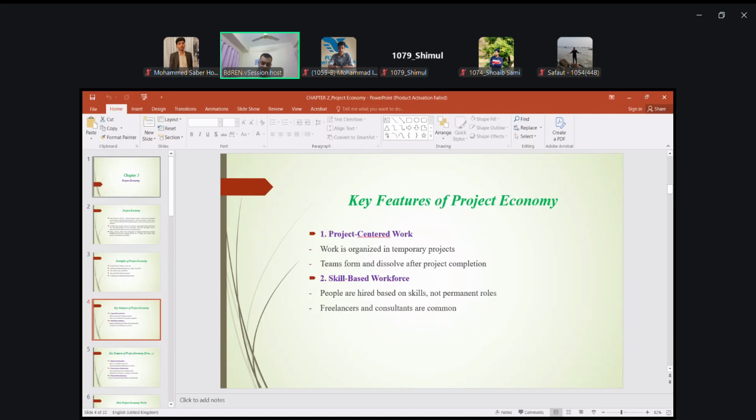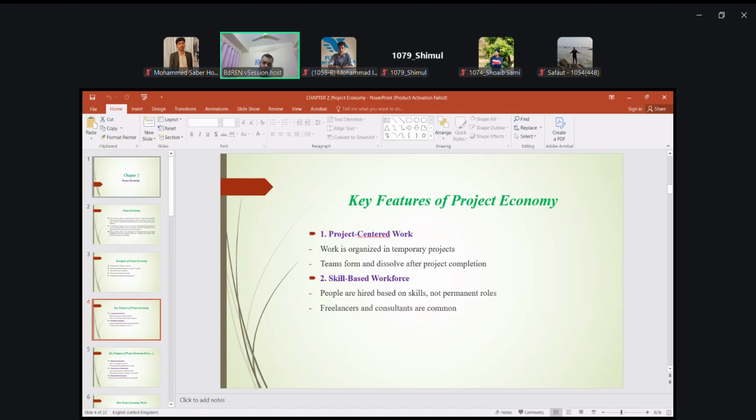Okay. Then the next one, skill-based workforce. So in a project team, you know that people are hired based on skills, not permanent roles. Okay. So people from different skills, from different disciplines come together and work together to achieve a particular objective. We are also talking about freelancers, freelancers or consultants are common.